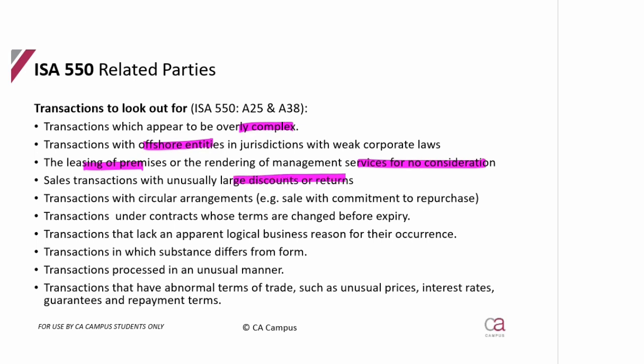Where there's sales with large discounts or returns, or circular arrangements in transactions. So for example, they make a sale but they commit to repurchase. Why? Who would do that? Maybe a related party would allow them to do something like that. Transactions where the terms change before it expires. Transactions that lack apparent logical business reason. Why are they doing this? They're trying to help a related party or get help from a related party. Where the substance differs from form, or it's processed in an unusual manner, or there's abnormality in the transaction, whether it be trade or unusual prices, interest rates, and so on. So those are just some things that you should look out for in a scenario that could indicate to you there's a related party or related party transaction taking place. Okay, they might not spell it out for you, but this is the stuff that you look for to help you to go, oh, that makes sense, this is a related party.